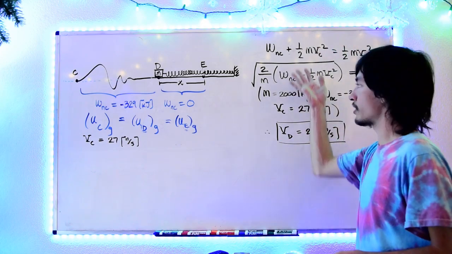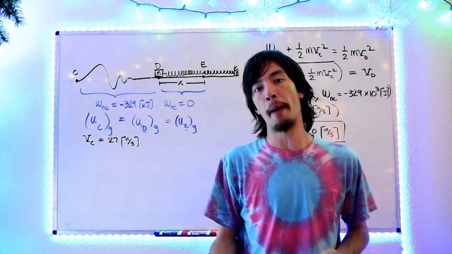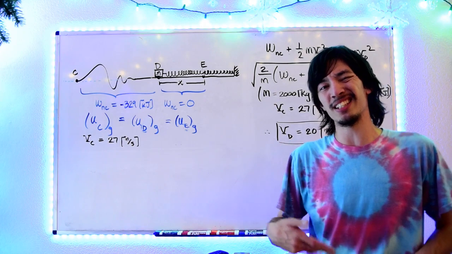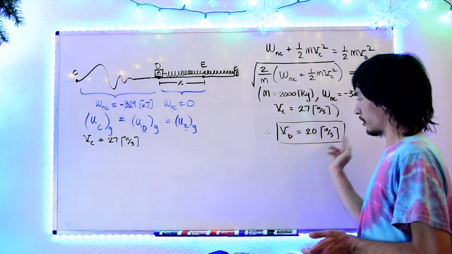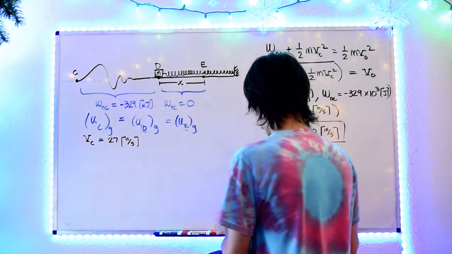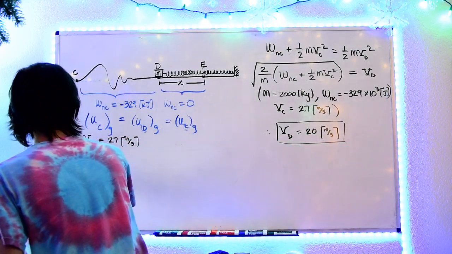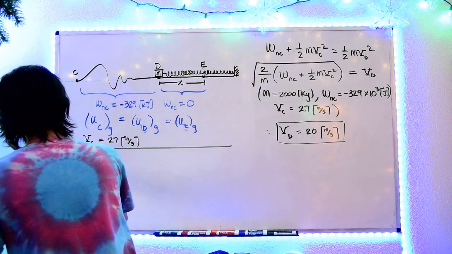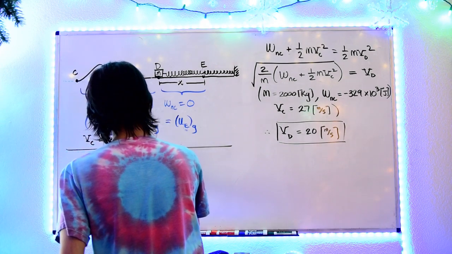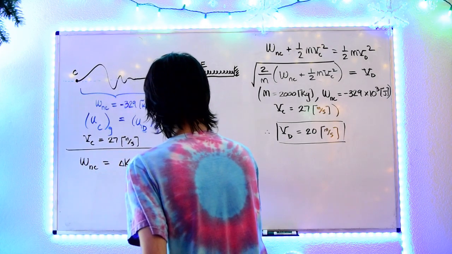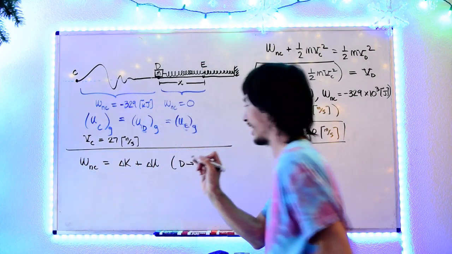I chose to break this down to maybe help you understand what's happening along the way, but it's not technically necessary. Now, given that I did find the information at point D, let's go to point E. So we'll repeat this one more time. So work non-conservative equals change in kinetic plus change in potential energy, and this is from D to E.